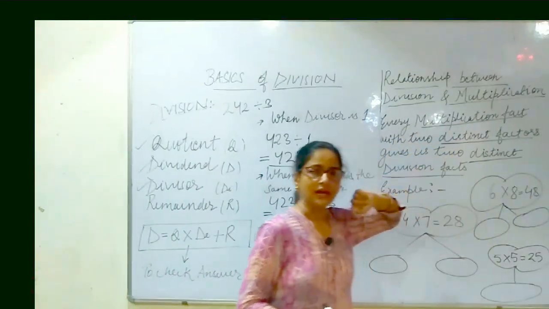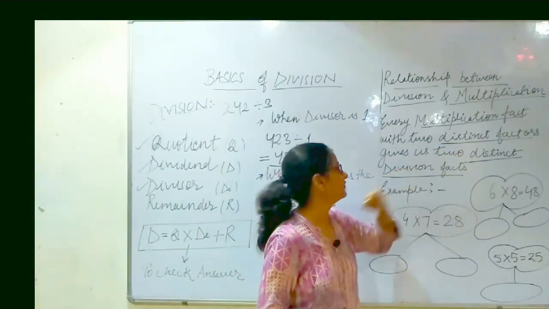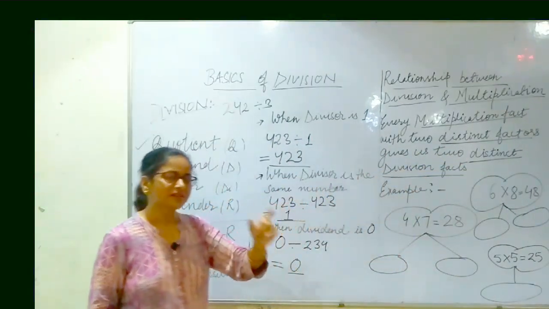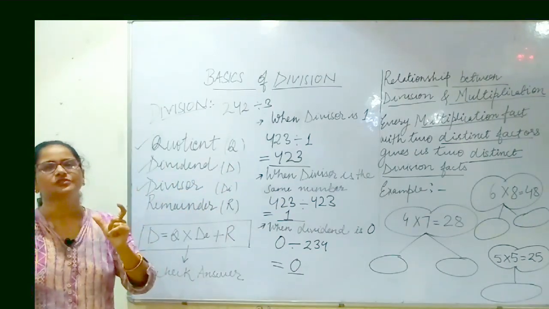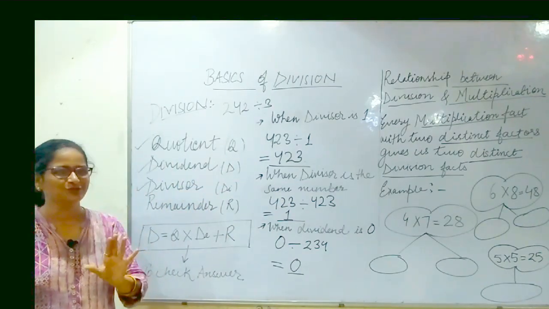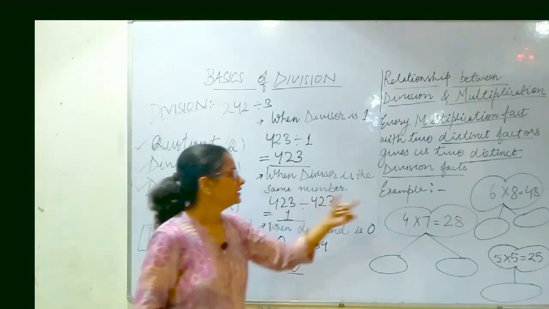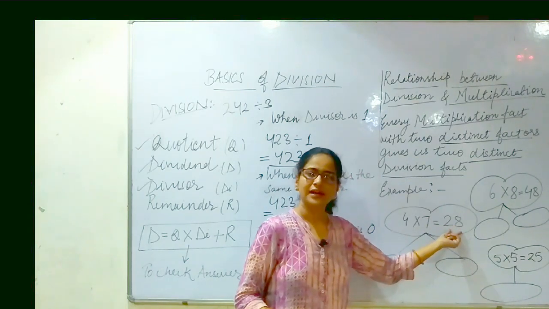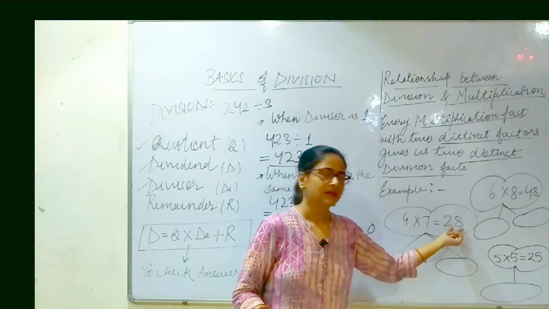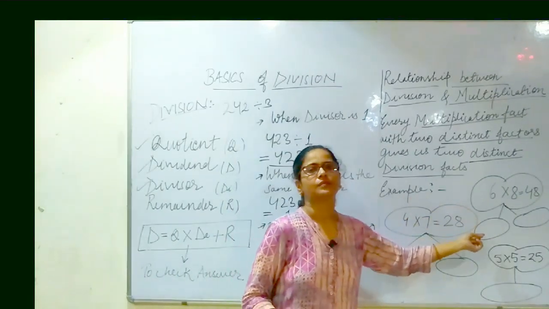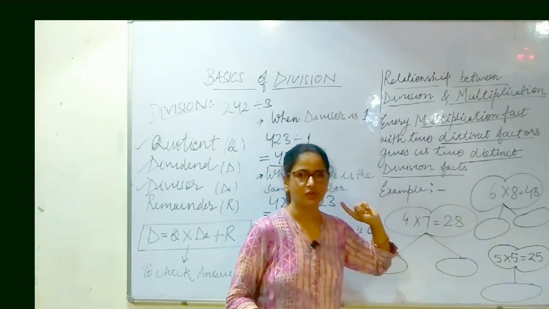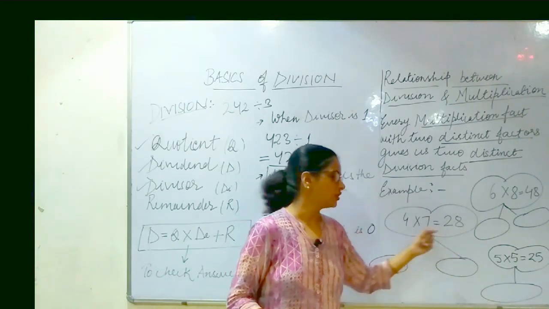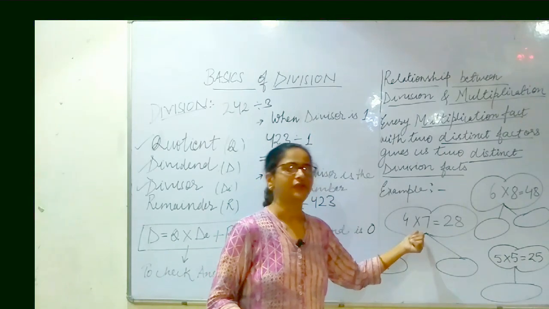Every multiplication fact with two distinct factors gives us two distinct division facts. Multiplication fact, distinct factors and division fact, this all you must know. Multiplication fact means if you are multiplying two numbers and you are getting a product or multiple, this is known as multiplication fact. These two numbers are the factors. This is the multiple or product of these two factors.